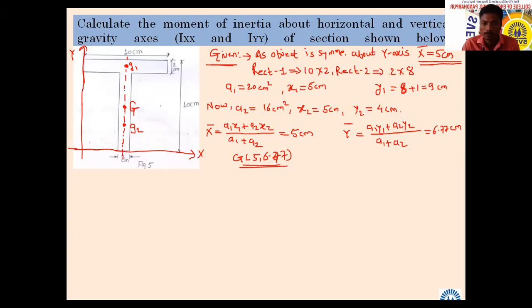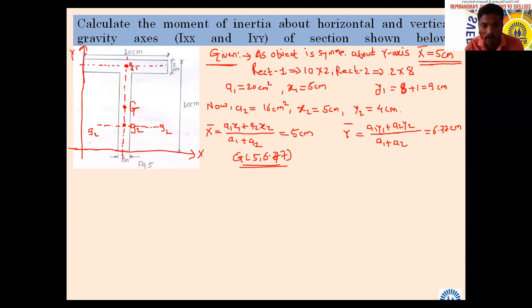Did you understand what I did? Yes, sir. I have located the centroid of the individual rectangles plus the combined centroid, capital G. Now we want to find Ixx. The X-axis is here. Once we draw a parallel axis from this, suppose it is passing through G2, axis G2 and the combined one here.